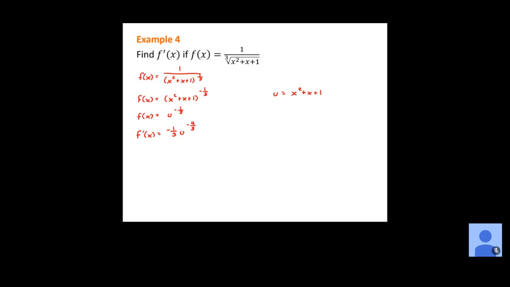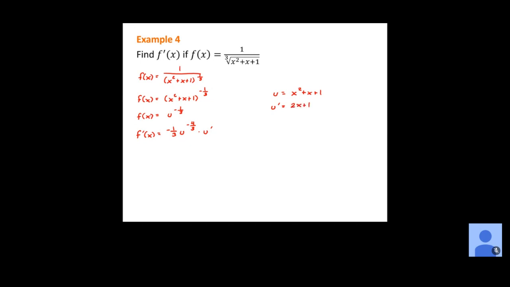Now, because it's a chain rule, what else do we have to remember here? Multiply by u prime, right? So the derivative of u, which means I need to come over here now. What's our u prime value going to be? Good. So just 2x plus 1 using our power rule over there.